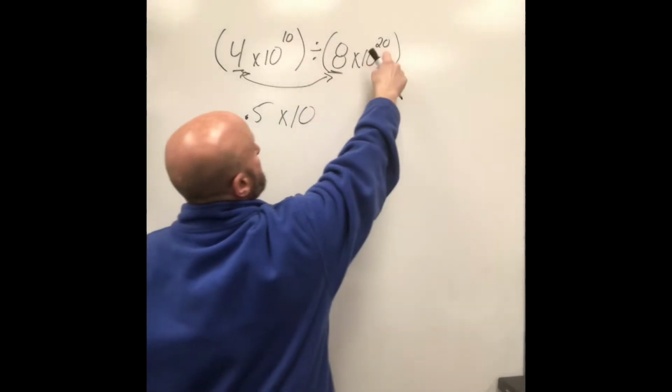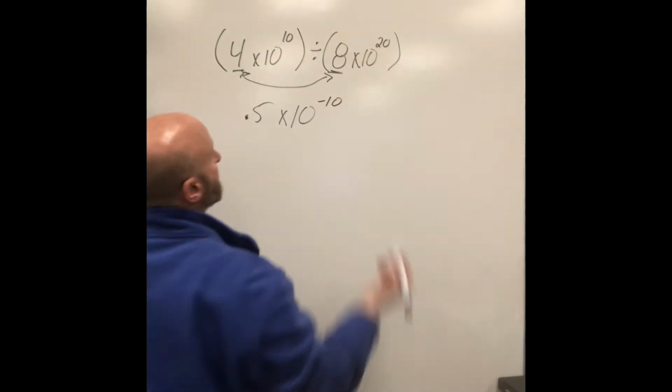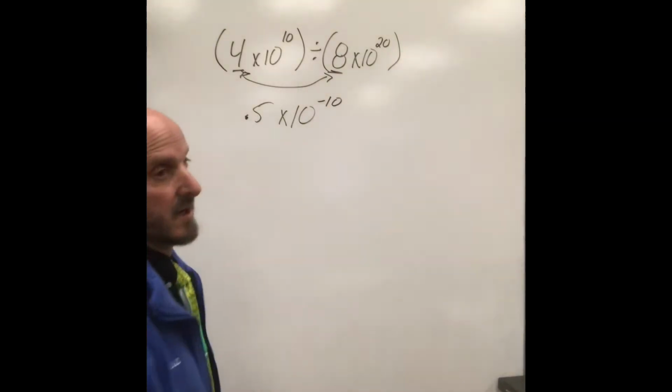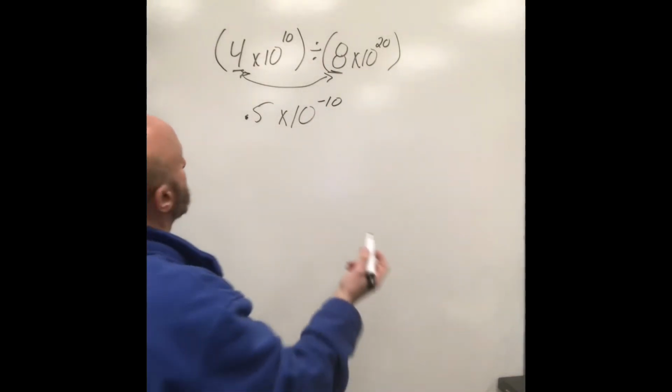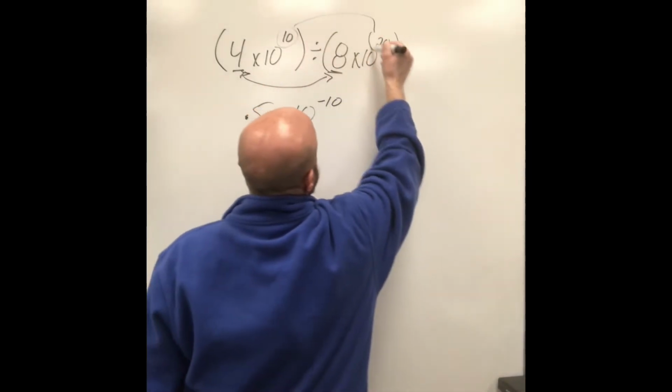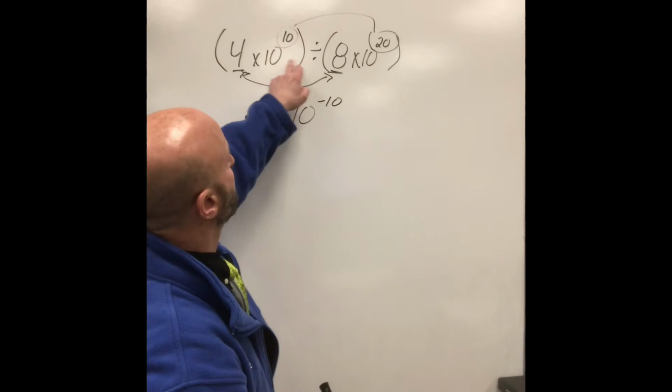10 minus 20 is minus 10. All right, so that's that. Just be careful when you're subtracting that you are doing your math functions correctly. So that's all that is. You divide the numbers and then you subtract the exponents. Always subtract the numerator minus the denominator.